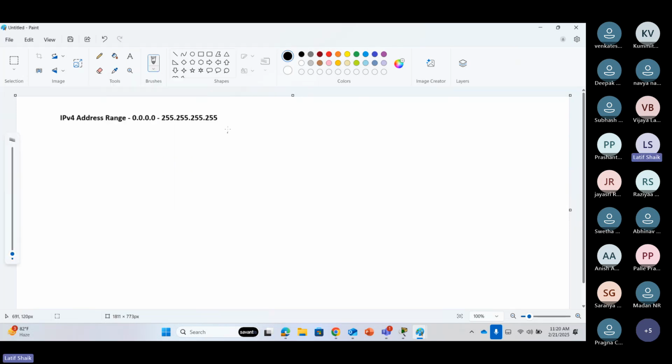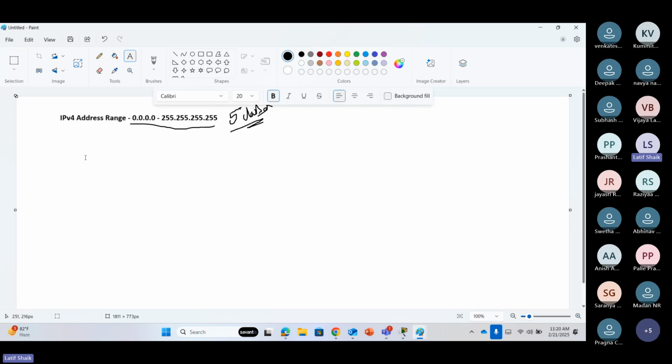And this entire range is divided into 5 classes. Okay. Divided into 5 classes. It is like class A and class B, class C, and class D, and class E.